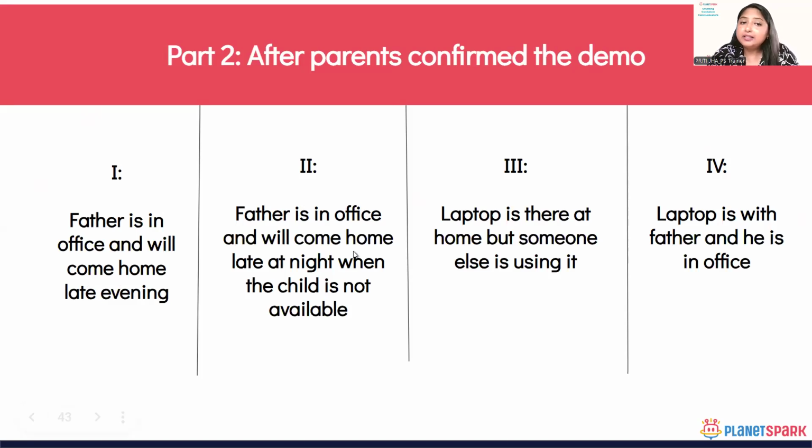Number 2, father is in the office and will come home late at night when the kid is already asleep. Then what happens? In that case, we can ask the father to join virtually. Number 3, laptop is there at home, but someone else is using it.